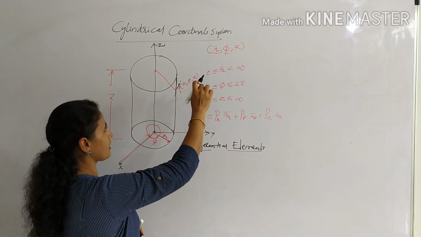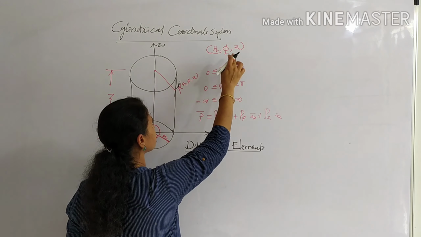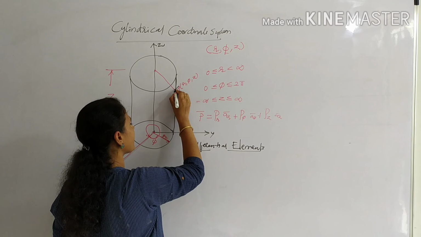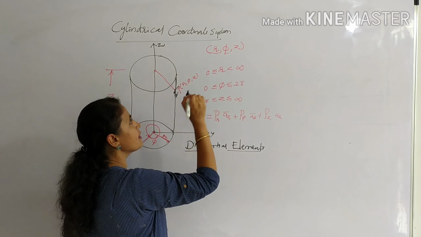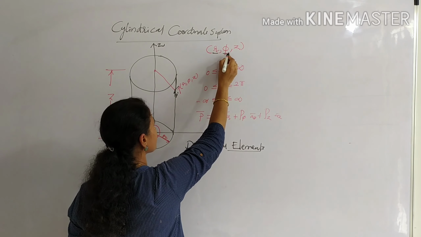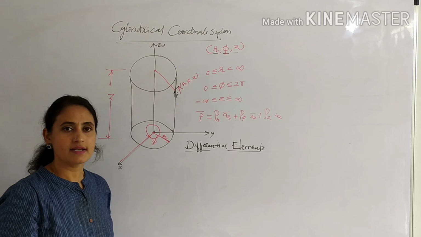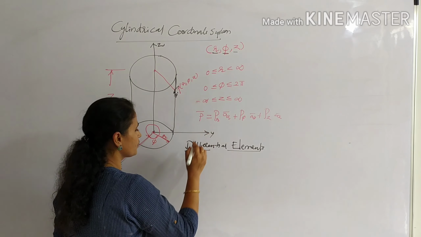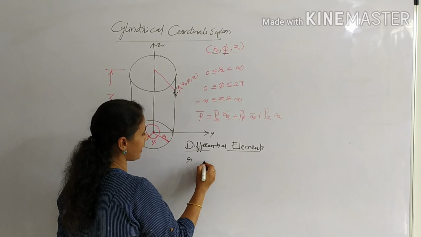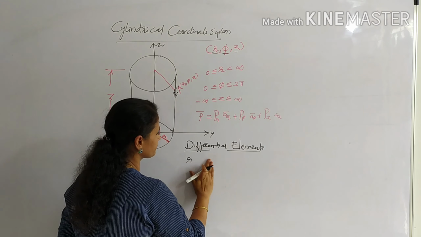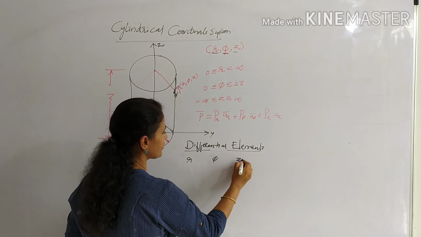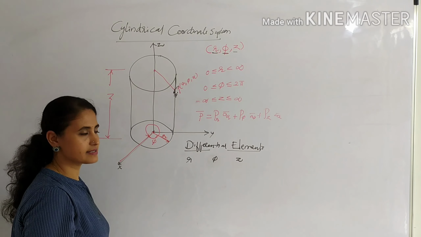What is the change in R? What is the change in phi? And what is the change in Z? So the change in R, the change in phi, or the differential change in Z.